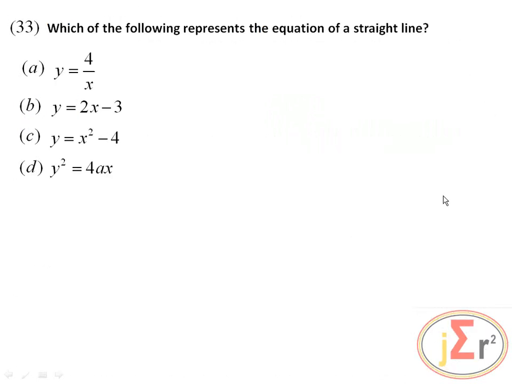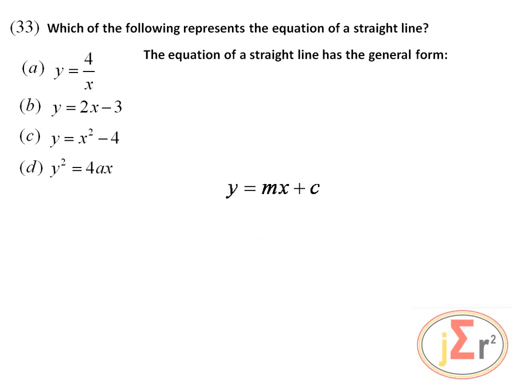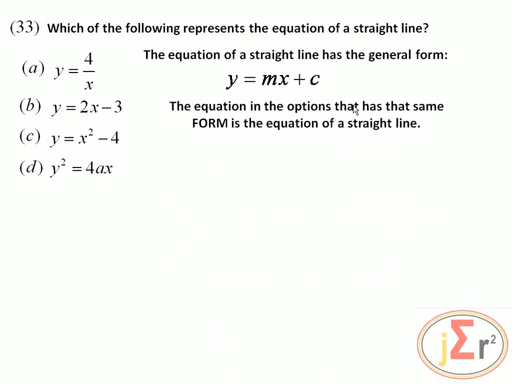Which of the following represents the equation of a straight line? The equation of a straight line has the general form that we have right there. y is equal to mx plus c, in which m is a gradient and c is the y-intercept. So that is the general form of the equation of a straight line. The equation in the options that has the same form is the equation of a straight line.